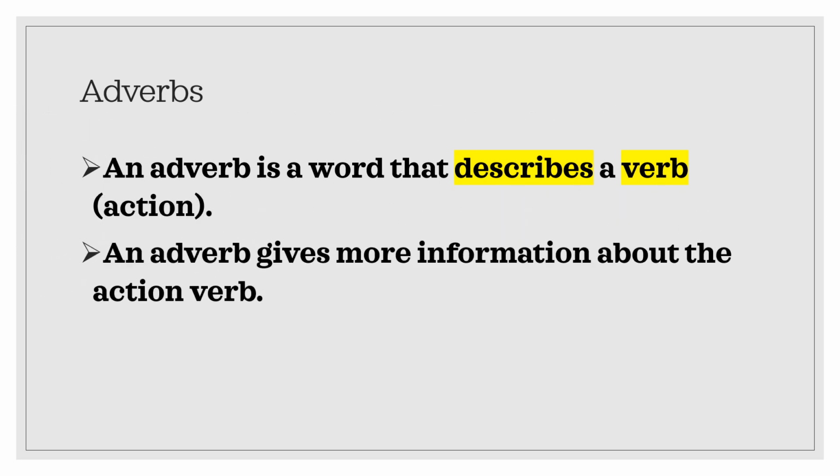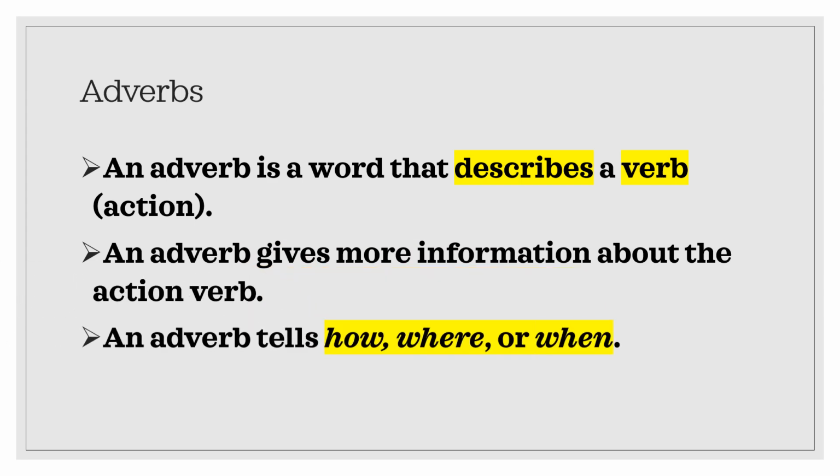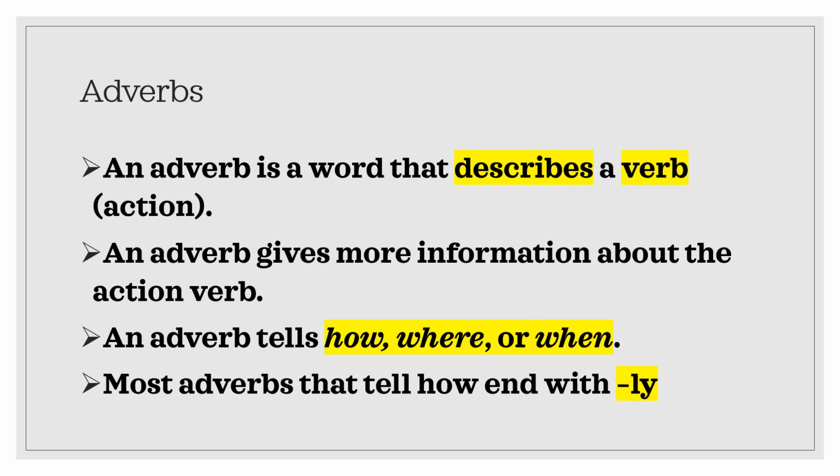An adverb, remember, gives more information about the action verb, and the adverb tells how, where, or when. Again, in the song, it does the how, where, or when, condition or reason. These questions are answered when you use an adverb, and then the little voice goes, come and get it. Again, most adverbs that tell you how something is done end in ly. Loudly, quickly, quietly, softly, all those ly endings tell how something is done.